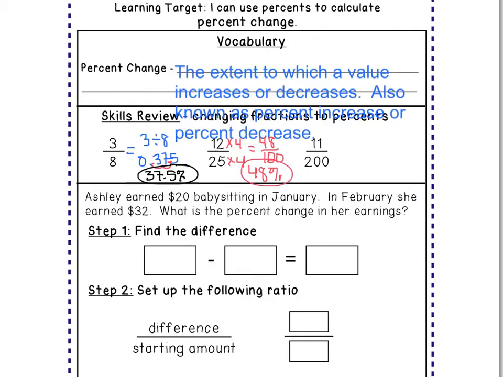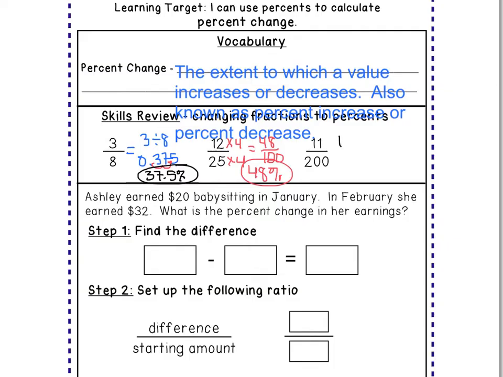This method I just showed you only works when the denominator is compatible with 100, meaning that it goes evenly into 100. So the next one is 11/200. I want you to go ahead and pause the video. Try it yourself, see if you get it right.